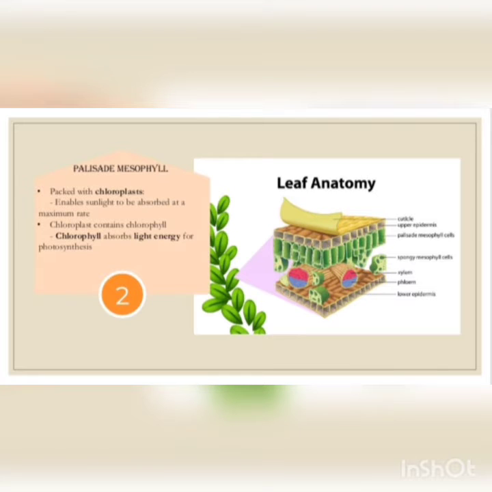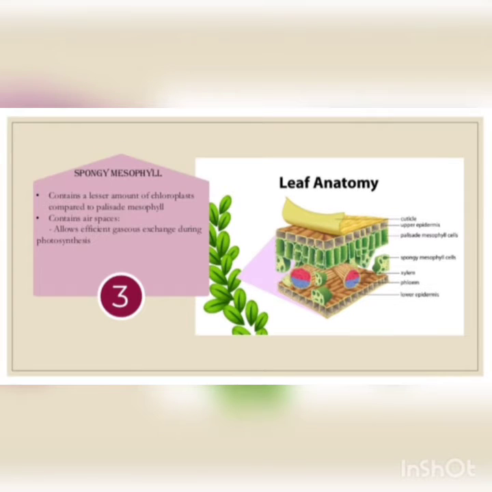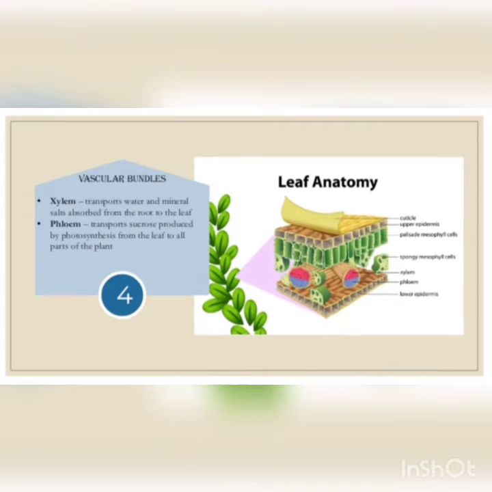Second, palisade mesophyll. Packed with chloroplast, enable sunlight to be absorbed at a maximum rate. Chloroplast contains chlorophyll. Chlorophyll absorbs light energy for photosynthesis. Third, spongy mesophyll. Contains a lesser amount of chloroplast compared to palisade mesophyll. Contains air space to allow efficient gas exchange during photosynthesis.